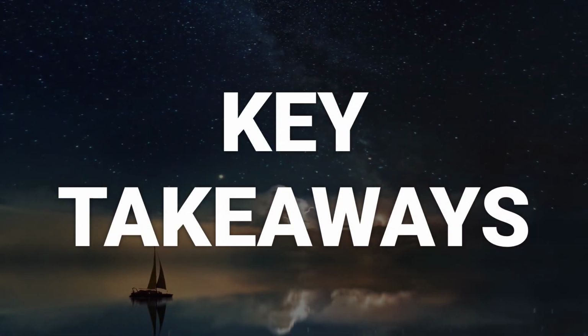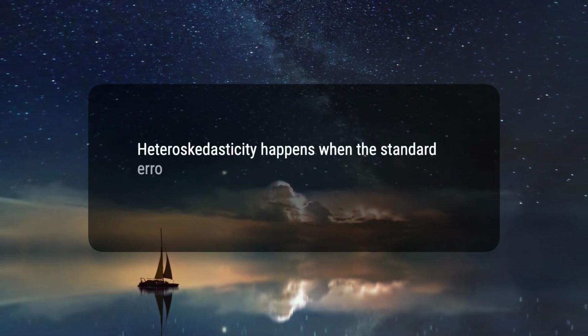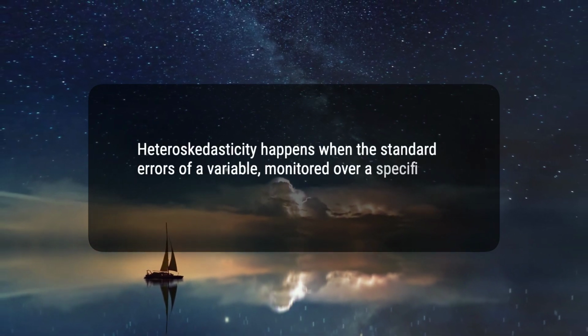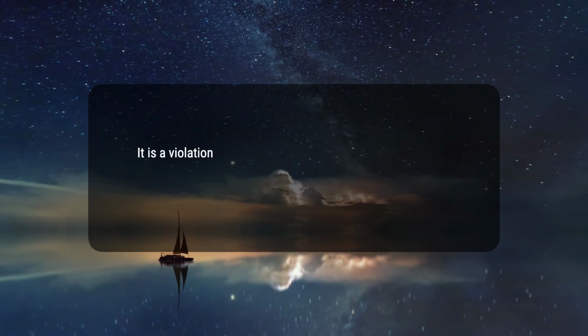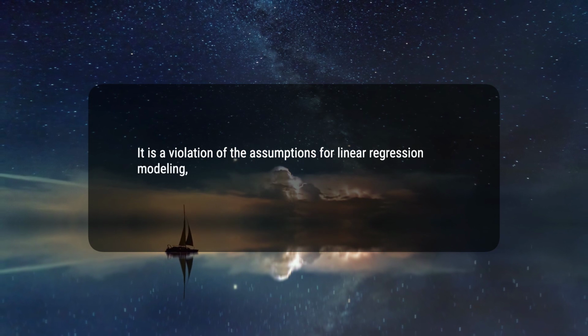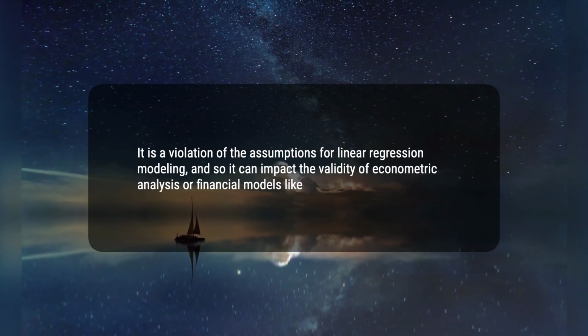Here are two key takeaways. 1. Heteroskedasticity happens when the standard errors of a variable, monitored over a specific amount of time, are non-constant. 2. It is a violation of the assumptions for linear regression modeling, and so it can impact the validity of econometric analysis or financial models like CAPM.